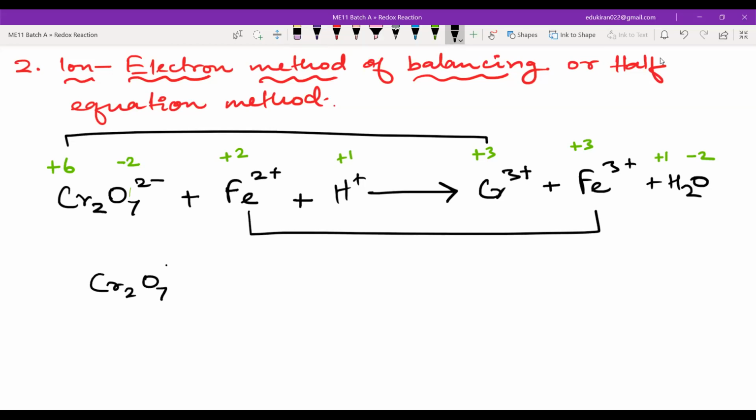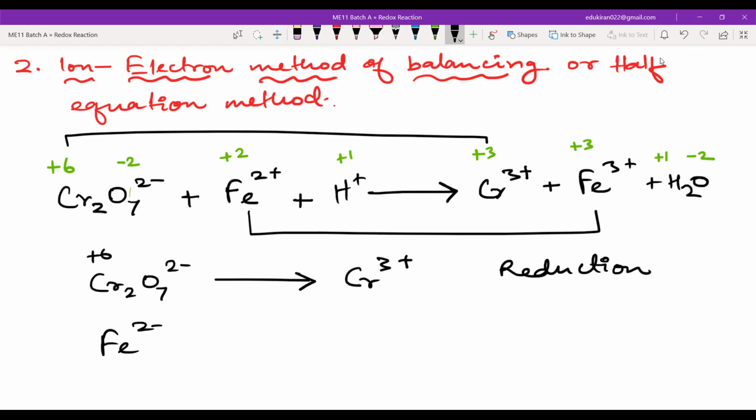So see, first of all, we will start with this oxidation one, and we will balance this particular half equation. How will we balance this? Balancing of the oxidation half. So Fe2 positive is giving Fe3 positive. So tell me, is everything balanced here? Yes or no?